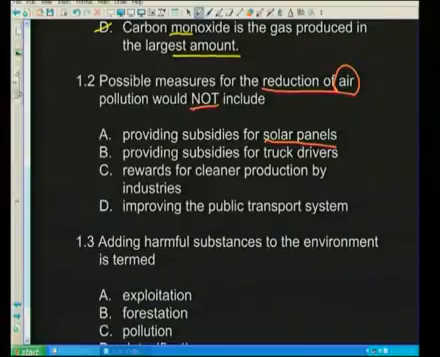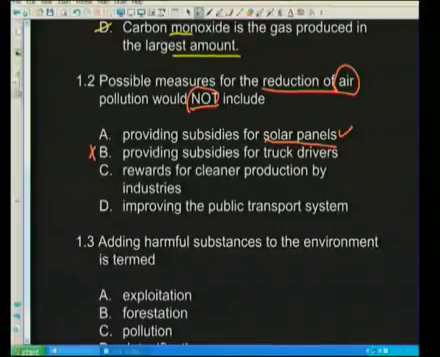All right, so that's not a possibility, because it does, they say, not include the reduction. And that one definitely will reduce air pollution. Number B, providing subsidies for truck drivers. Now, how's that going to help us, or how's that going to help to reduce air pollution? So maybe that one. But you still have to go through C and D.